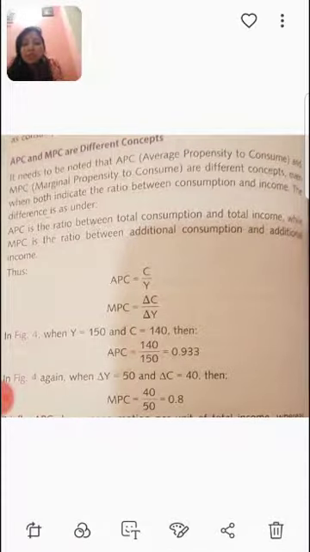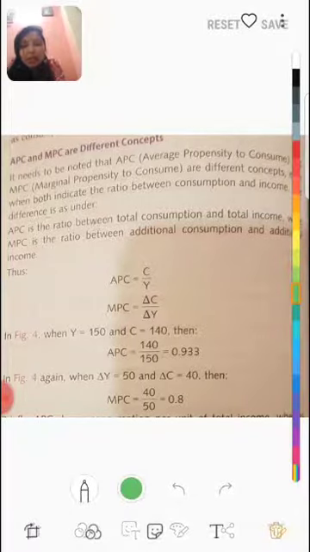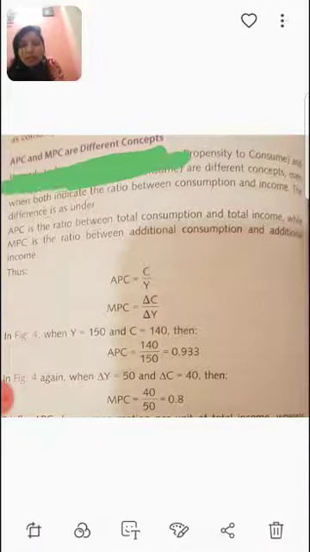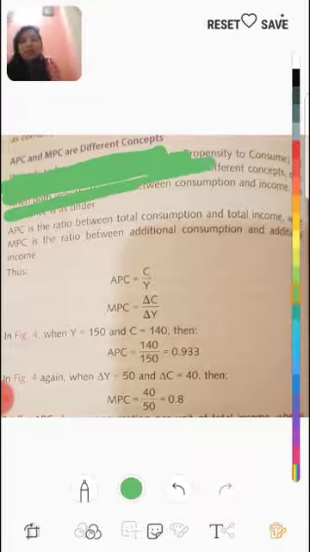APC and MPC. Dear student, it is a really important point. What is APC and MPC? First of all, we learn about the consumption function. Consumption function means a functional relationship between consumption and income.